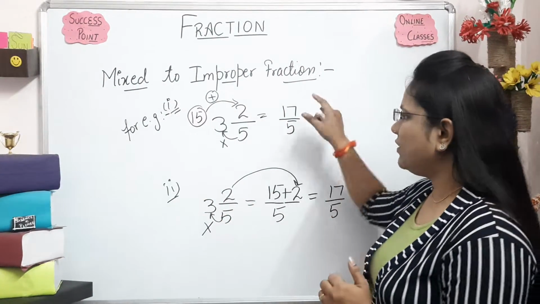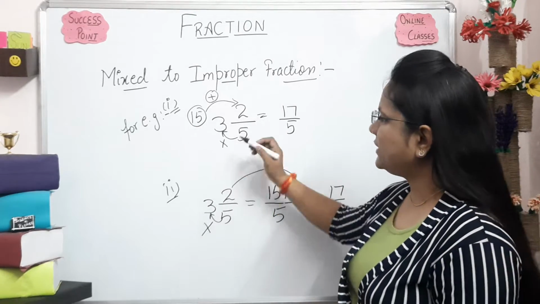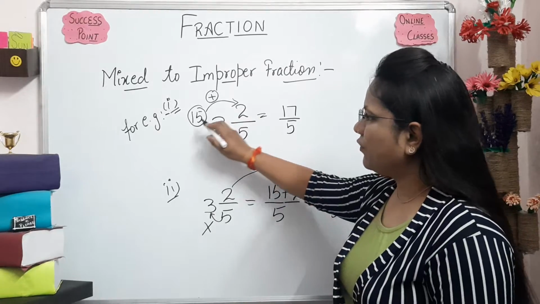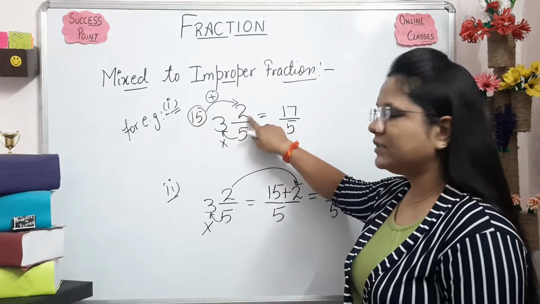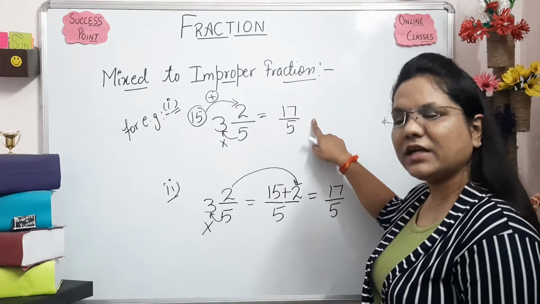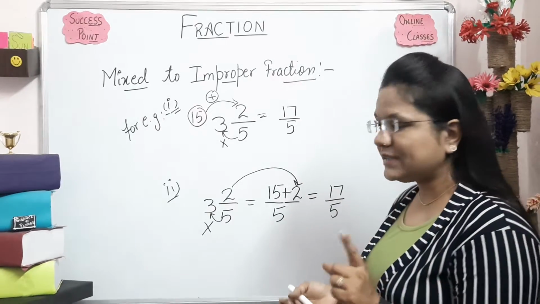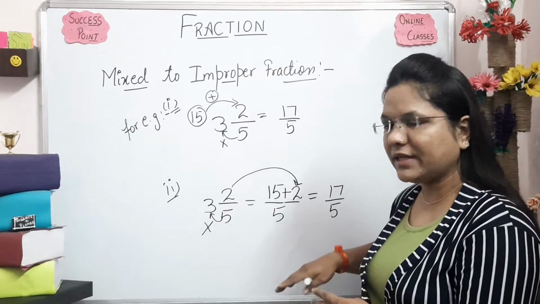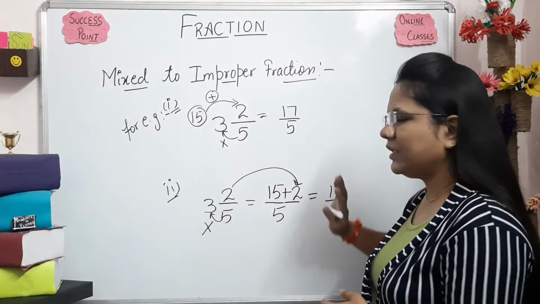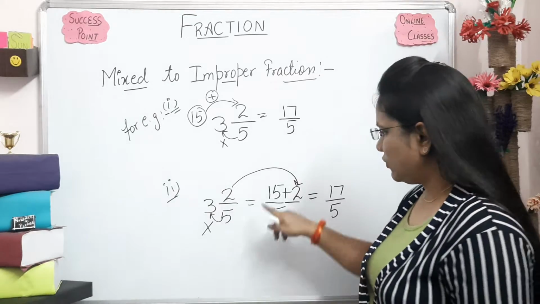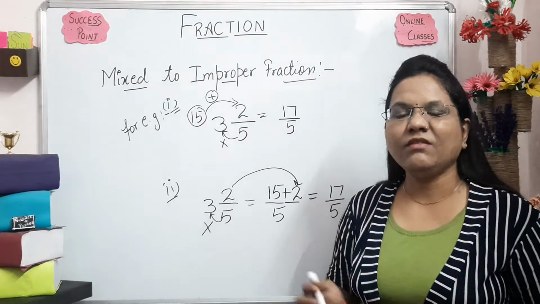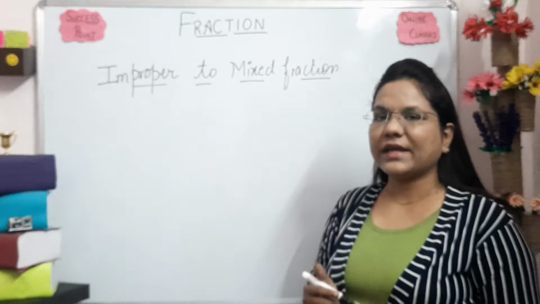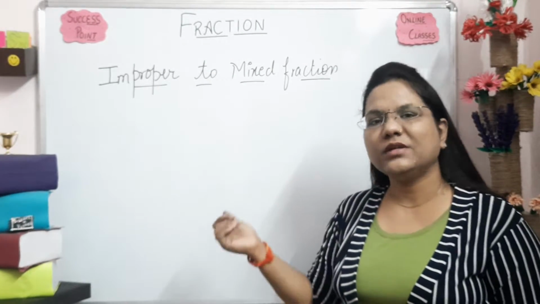It's your wish which method you want to choose. It's easy, just multiply: 5 threes are 15, 15 plus the numerator, so we get 17 by 5. In the second one, 5 threes are 15, you can write it in the second step, and the numerator will be the same. Just add: 15 plus 2, we get 17. So 17 by 5. Second topic is improper to mixed fraction.